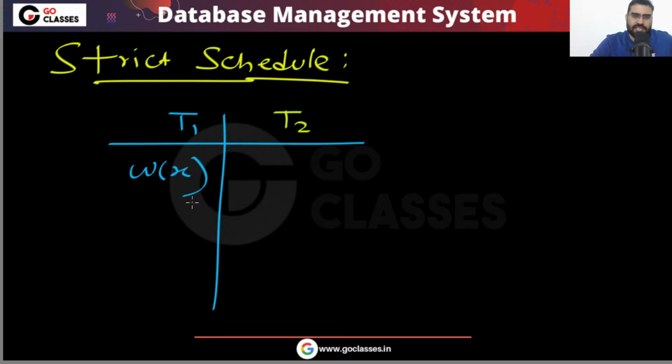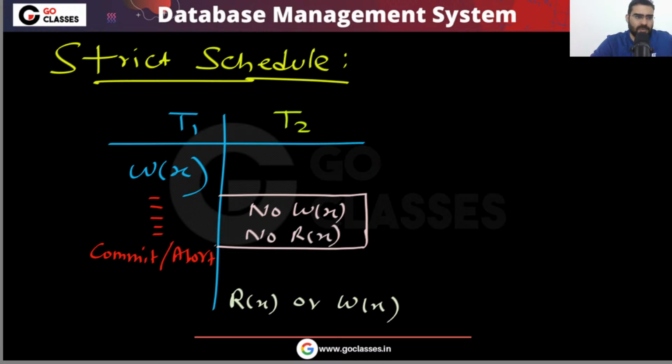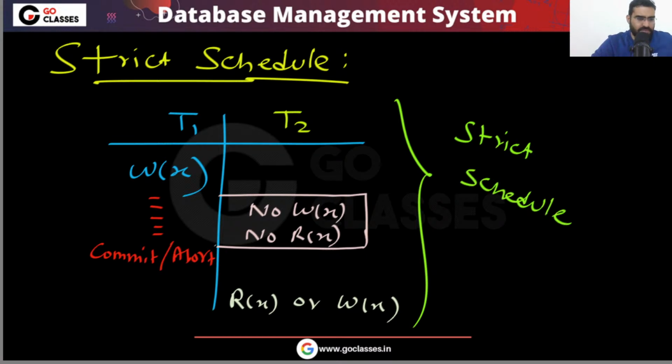So this strict schedule says that if this transaction T1 is writing item X, then until it commits or aborts, others cannot write item X. So what I am saying is that in this duration you cannot read or write. After that you can read or write. So in this duration, you cannot write X, no read X. Okay, this type of schedule is called strict schedule. This is the definition of strict schedule.